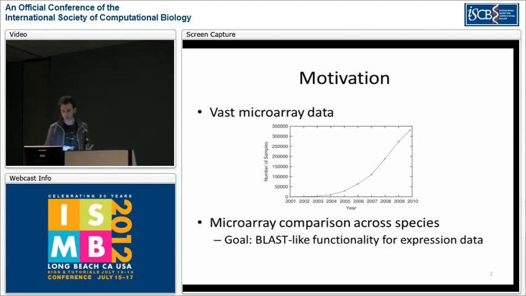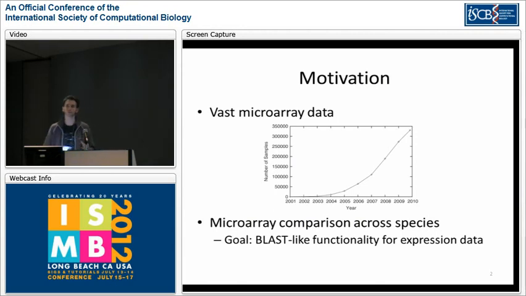So as the amount of expression data has increased, it's been increasingly valuable to develop techniques which take this scale of data and actually compare the microarrays in order to get information extracted from them. So what we want to do with this project is to create a BLAST-like tool to actually compare microarrays across species. Many of you are probably familiar with BLAST.